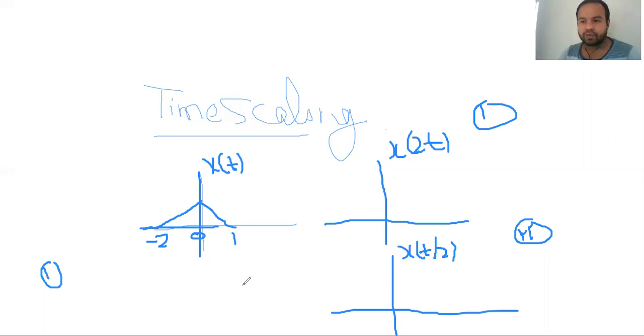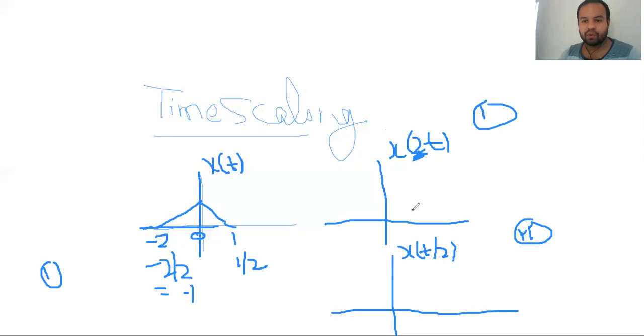Suppose for the first we are taking x of 2t. What you have to do, students, is divide all the coordinates on the x-axis by the number present. Here the number present is 2. So you divide this by 2, this is 1 by 2, and you divide this again by 2, this is minus 2 by 2, that will be half of it.